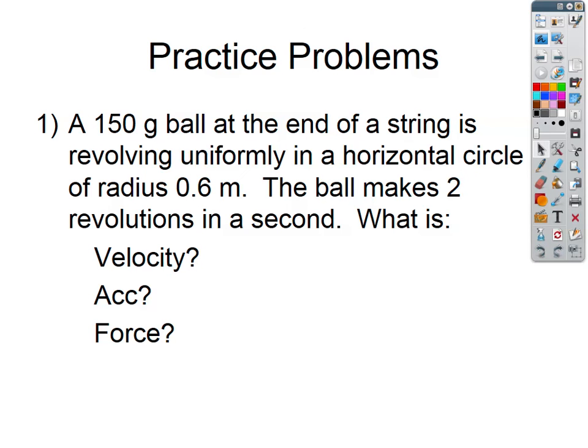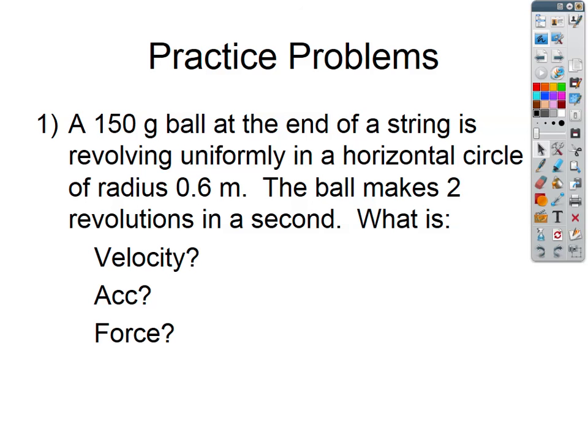All right. So let's finish this up with some problems. I'll be working through these basically at the exact same time. So how do I approach different types of problems for circular motion? All right. So you have a 150-gram ball at the end of a string revolving uniformly in a horizontal circle of radius 0.6 meters. The ball makes 2 revolutions in a second.